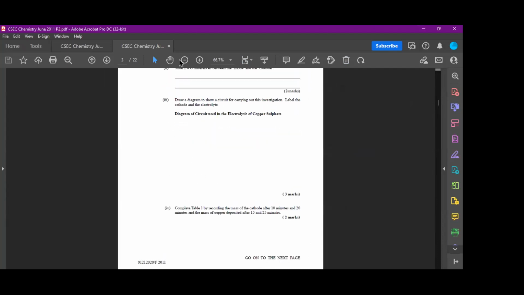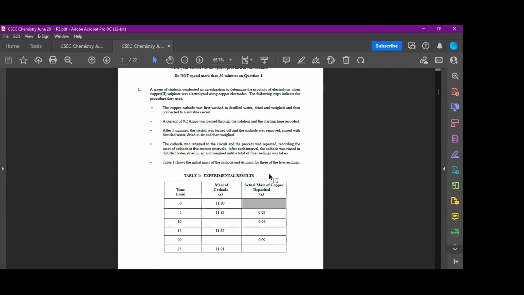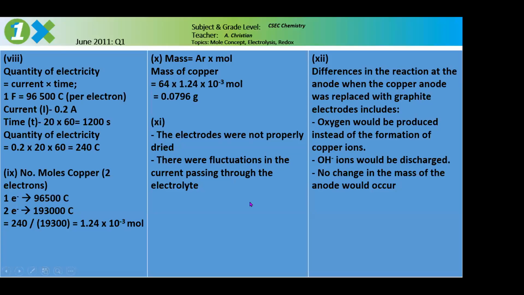So let me bring you back to the origin of the question so you understand. I told you that it was washed with distilled water, dried, and then weighed. It was also repeated that they washed it again, dried, and weighed. So most of the problem that you will experience is during that process of the drying and weighing. The electrode was not fully dry, and there could also be a fluctuation in the current passing through the electrolyte. The source of electricity that you're using may be going.